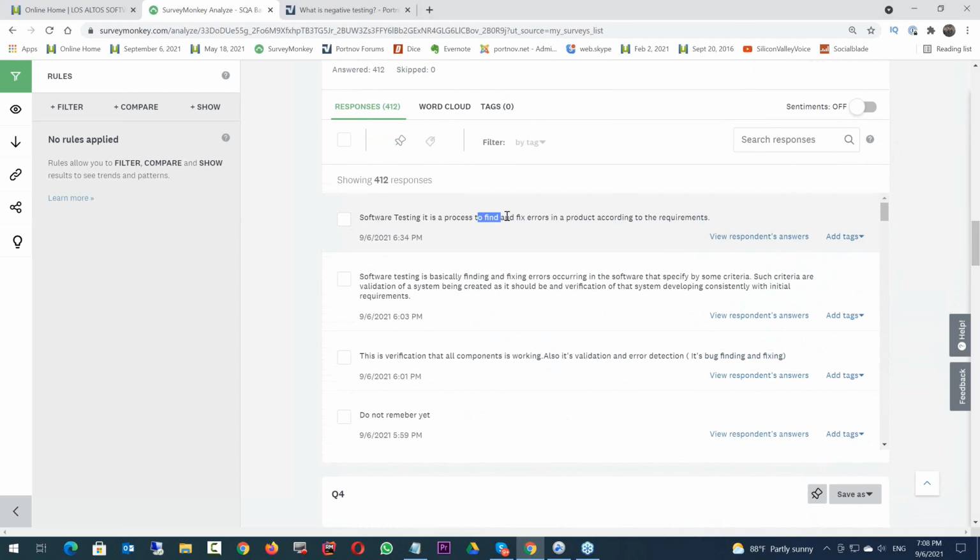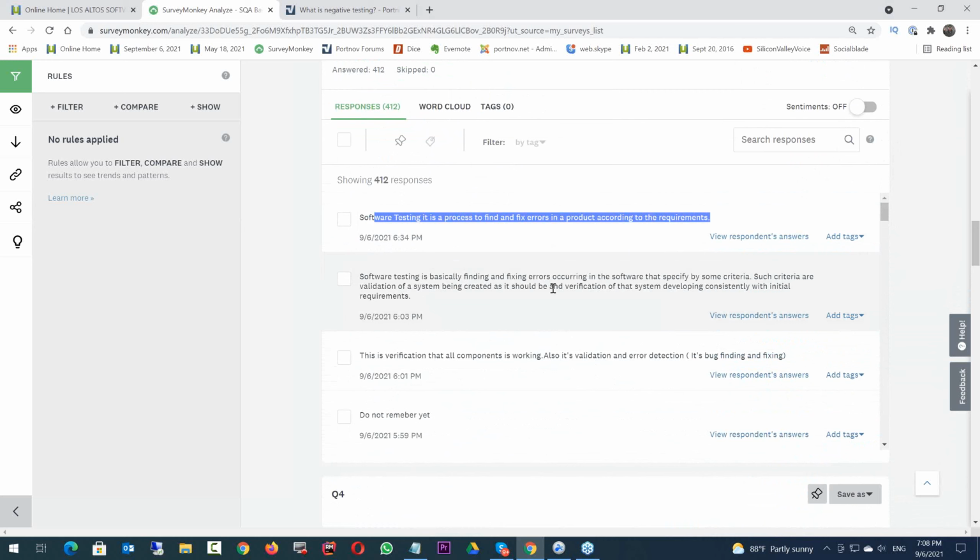Process to find and fix errors. Fixing errors has nothing to do with software testing. Software testing is about finding things, not fixing them, in a product according to the requirements. It is a nice definition. Nice, I would say for the first time, very nice. I don't know where you got it. If it comes out of your mind, it's brilliant. If you did copy it from somewhere, well, it has some weaknesses.